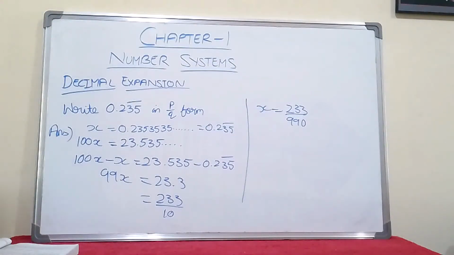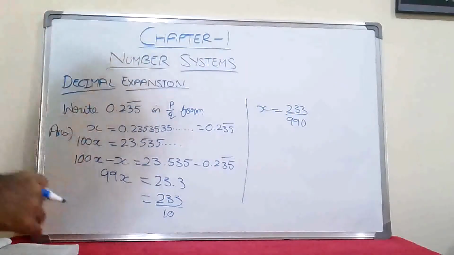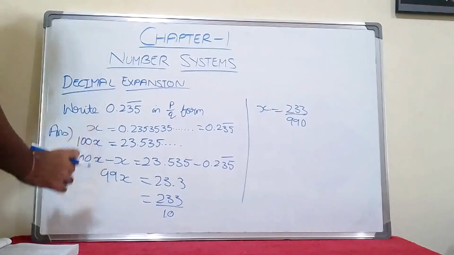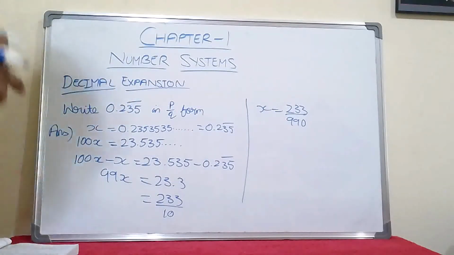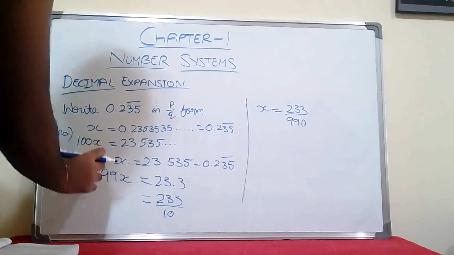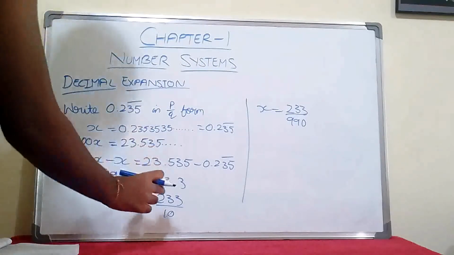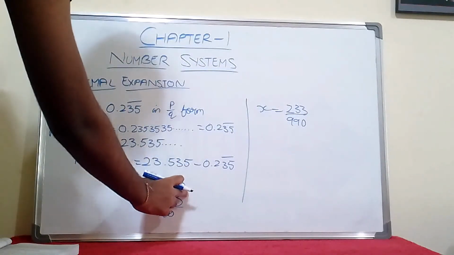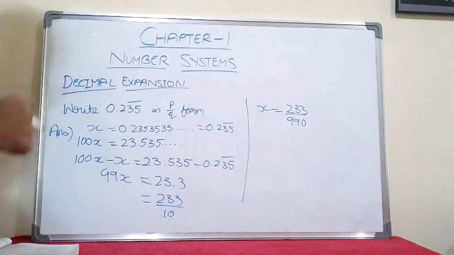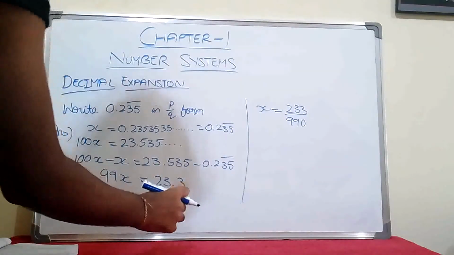So summarizing this method, we first take x to be the original number, then we multiply it by 100. So 100x equals 23.535. Now we subtract them. After subtracting them, we only get one decimal digit left, that is 23.3. Then we multiply it by 10. If we multiply it by 10, we get 233.